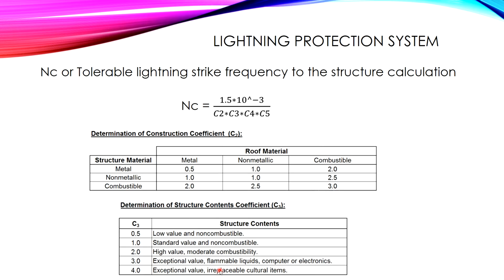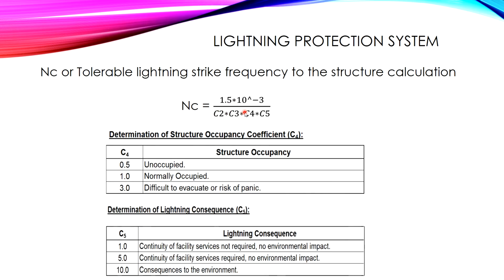The contents inside the museums are very important, so we have to protect them really well. So we will choose the highest one, which is 4. A high value means a lower allowable number of strikes. Okay, and you will see between them different values depending on the content importance, or the value of the contents inside the structure itself. Okay, so we have C2, C3, we need C4 and C5.